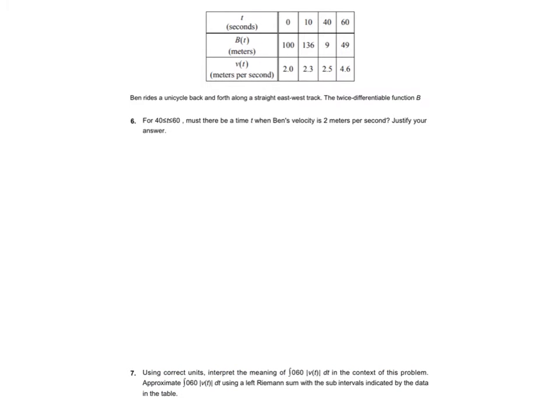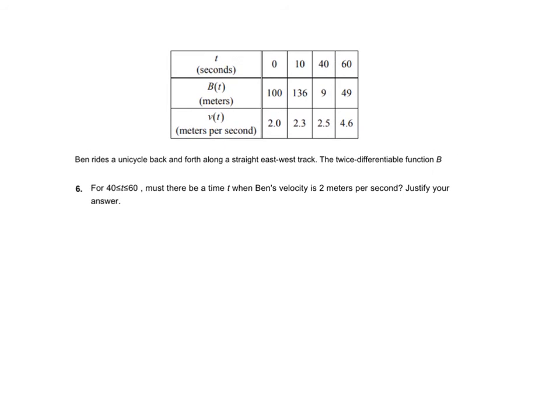Alright, and these two both deal with the same chart. So that says, for t between 40 and 60, must there be a time t when Ben's velocity is 2 meters per second? Justify your answer. Okay, there's two possible ways that a question like this could be answered.